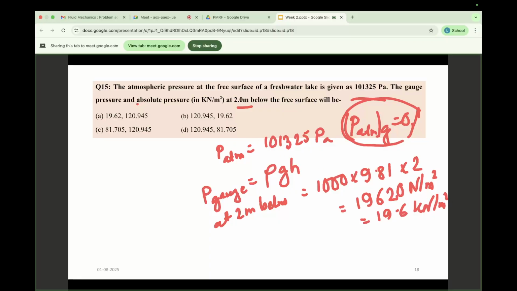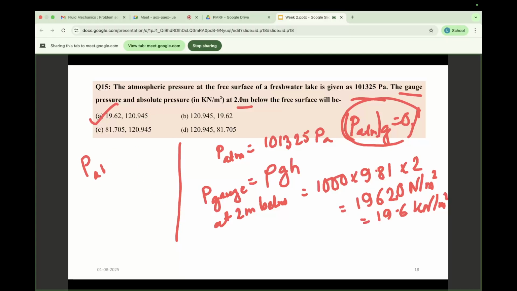So the first one is the gauge pressure. See, 19.6 is given only in option A. So you get the answer. No need to solve the second one, but still we will solve this second one. The second one is the absolute pressure.